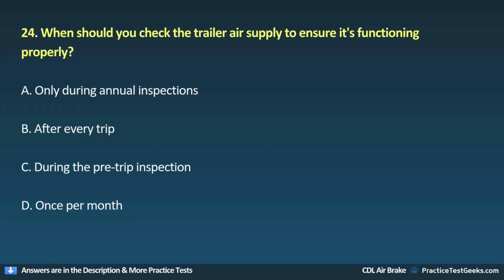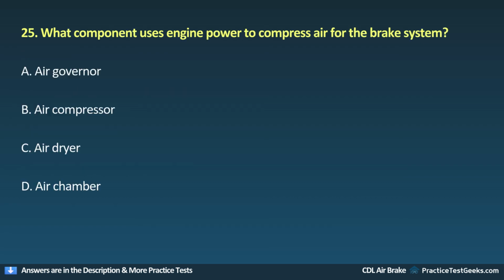24. When should you check the trailer air supply to ensure it's functioning properly? A. Only during annual inspections. B. After every trip. C. During the pre-trip inspection. D. Once per month.